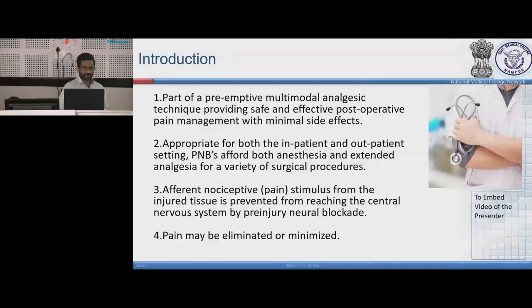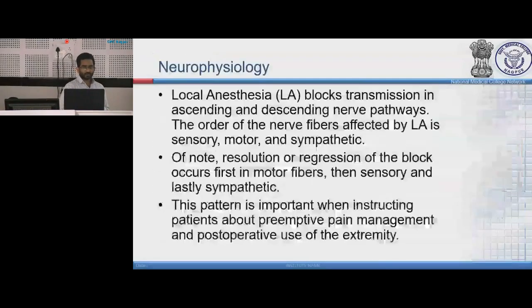Then neurophysiology. Local anesthesia blocks transmission in ascending and descending nerve pathways. The order of blockage is first sensory, then motor, and then sympathetic. And the order of regulation is first motor, then sensory, and then sympathetic. This pattern is important when instructing the patients about preemptive pain management and post-operative use of the extremity.